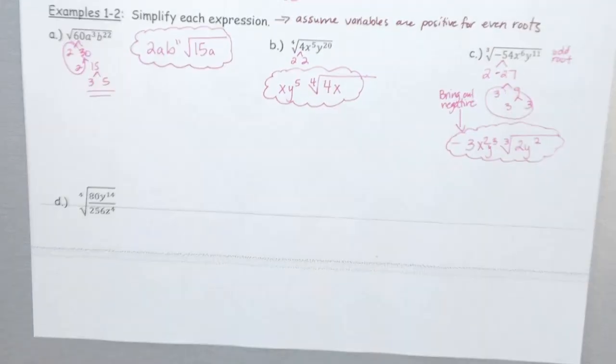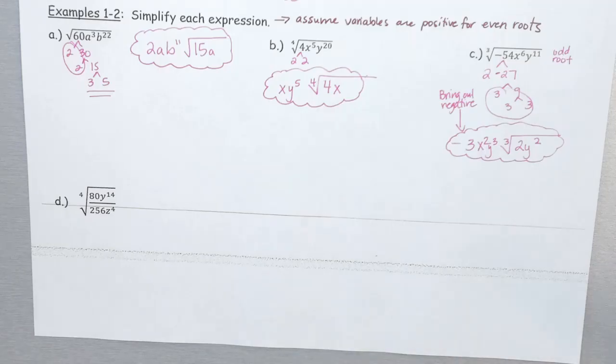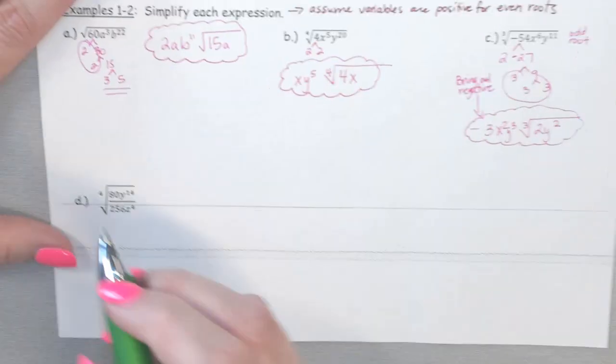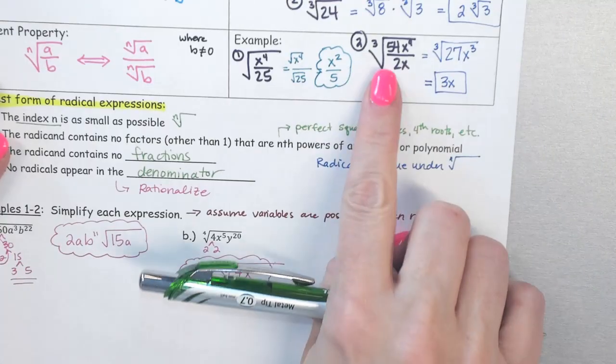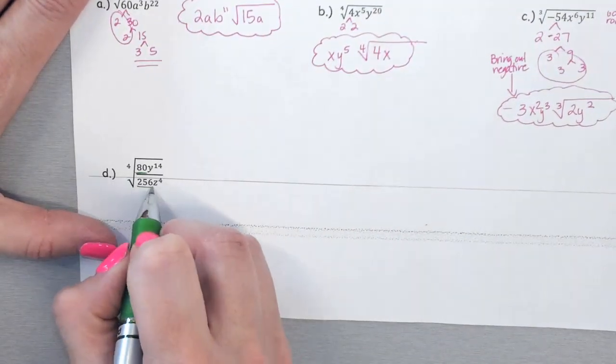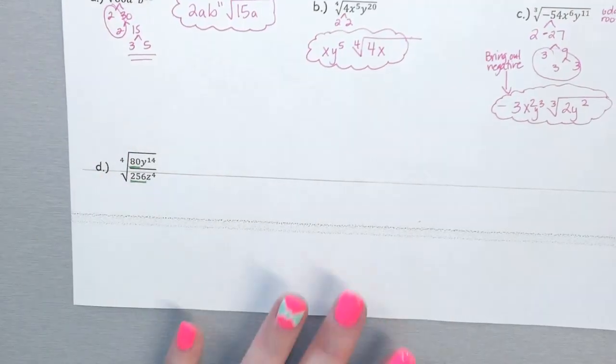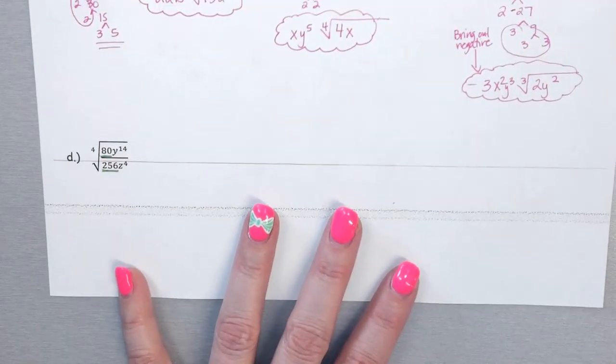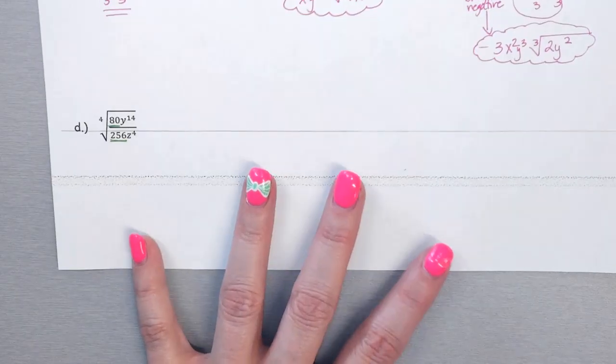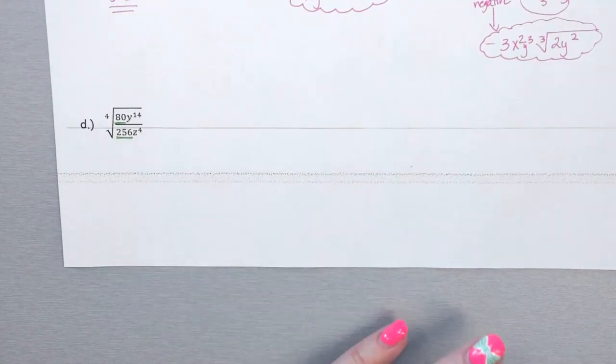All right, and if you started with 4, that is fine. I just wanted to remind you that sometimes it is better to reduce first. So 80 and 256. Some of you might know the 4th root of 256 is a perfect 4th root. Many of us do not know that right away, so it's going to be a lot easier to just reduce.